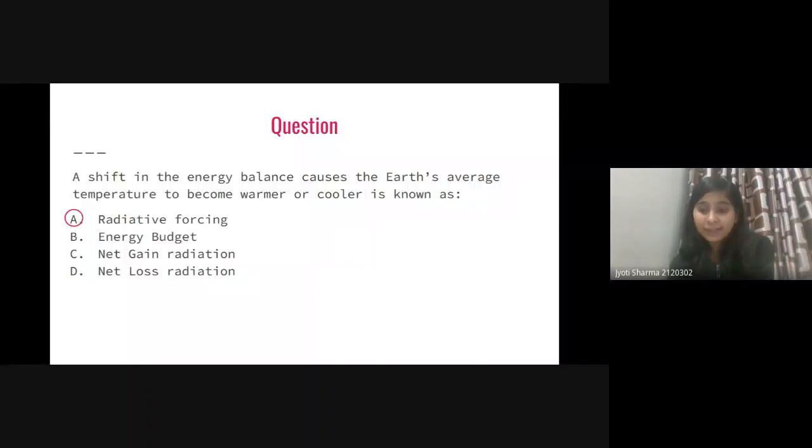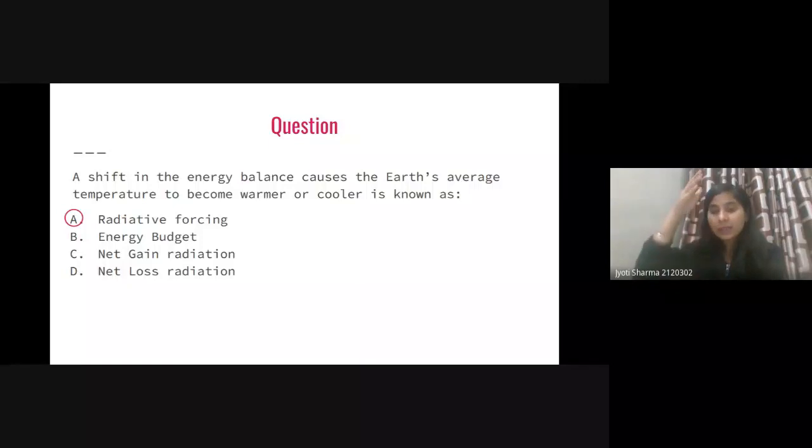So what do you mean by radiative forcing? At the top of the atmosphere, wherever there is the end of the atmosphere, you calculate how much radiation has come into the atmosphere and how much radiation has gone out from the atmosphere. So you subtract it and you get the radiative forcing. So this is the shift in the energy balance.